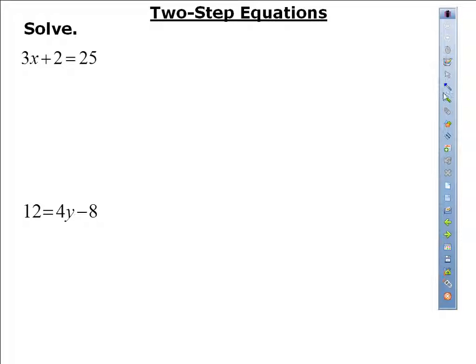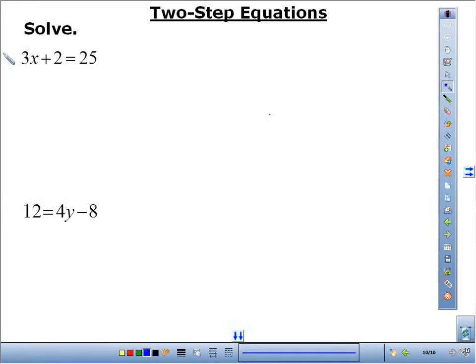Step 1, simplify each side. Let's see. Can we simplify each side? This one's already simplified. We cannot combine anything, and this one's already simplified. Step 2, isolate the variable by using inverse operations. In this case, how many operations do we have? Multiplication and addition. So from now on, whenever we have anything that looks like this, we're going to start wherever there's addition and subtraction. That's where we start. After that, we go to multiplication and division.